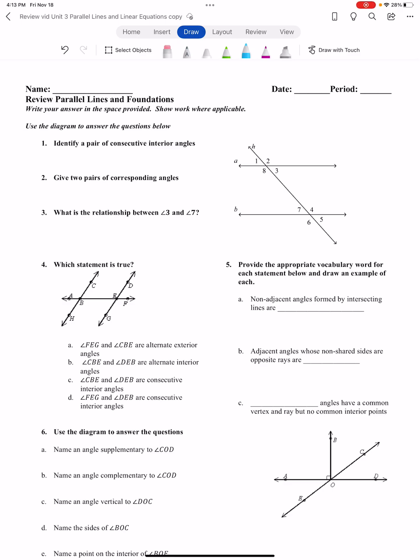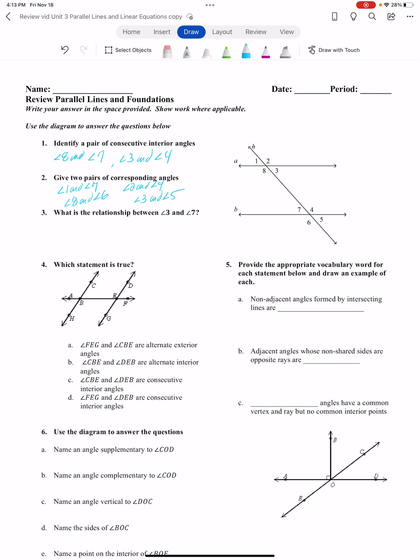Consecutive interior angles have to be on the same side of the transversal between the lines. So angle 8 and angle 3, or angle 3, angle 8 and angle 7. Another pair would be angle 3 and angle 4. Corresponding would be angle 1 and angle 7, angle 8 and angle 6, angle 2 and angle 4, and then angle 3 and angle 5.